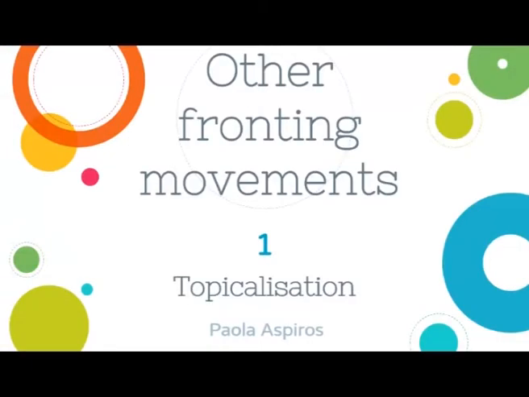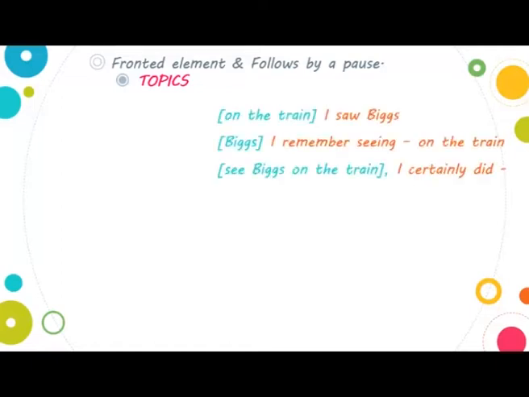Other fronted movements that we have: topicalization. These are the fronted elements that are followed by a pause. The ones at the beginning of the sentence are called topics. As we have seen here, there are three examples. The first one is a preposition, the next one is a noun phrase, and the last one is a verb phrase. Why can we use this?